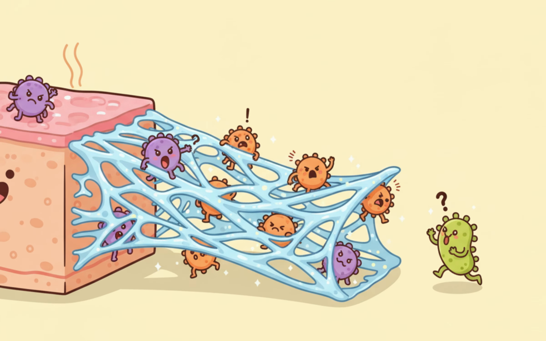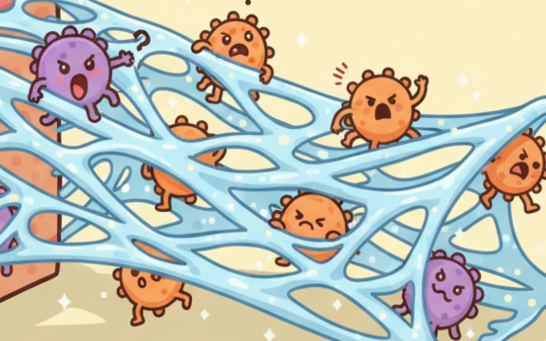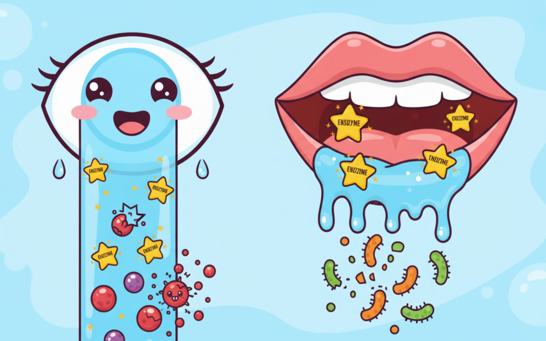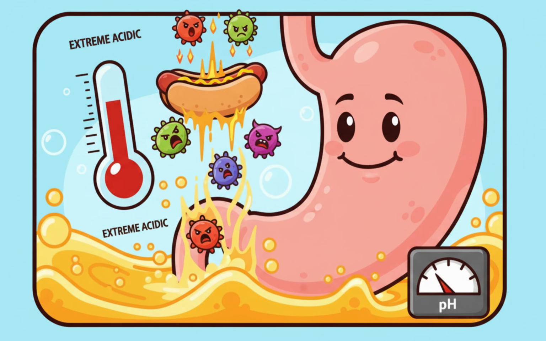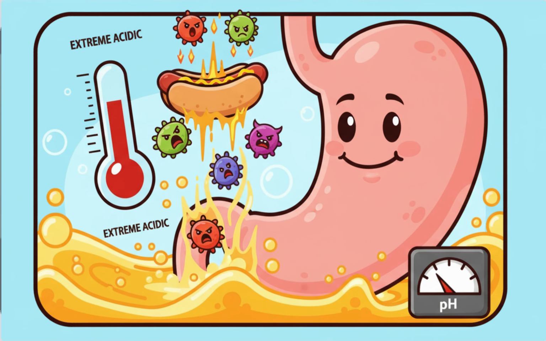In areas not covered by skin, mucous membranes appear like a soft net. These membranes secrete mucus to trap microorganisms and dust, then expel them through cilia movement or reflexes such as coughing and sneezing. Secretions such as tears and saliva contain the enzyme lysozyme, which can break down bacterial cell walls. Stomach acid creates an extremely harsh environment, killing most pathogens that enter the body with food.